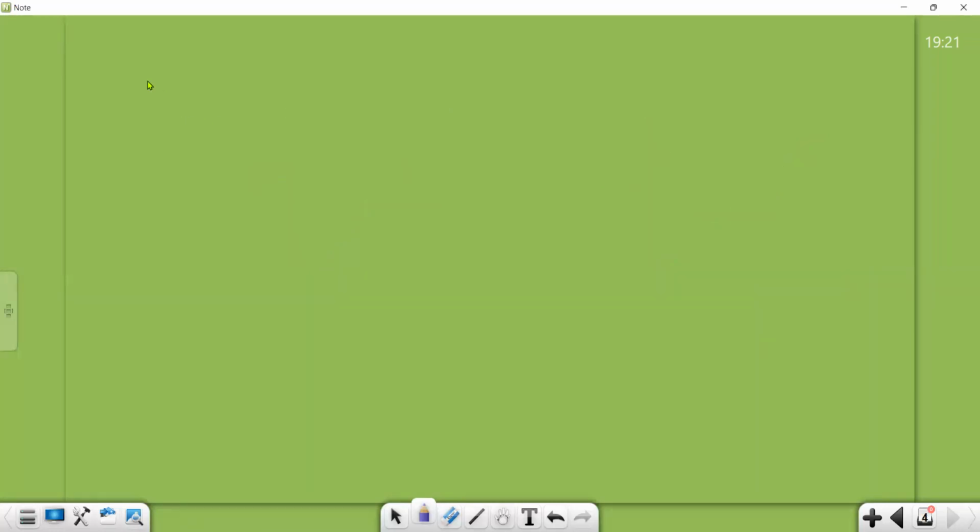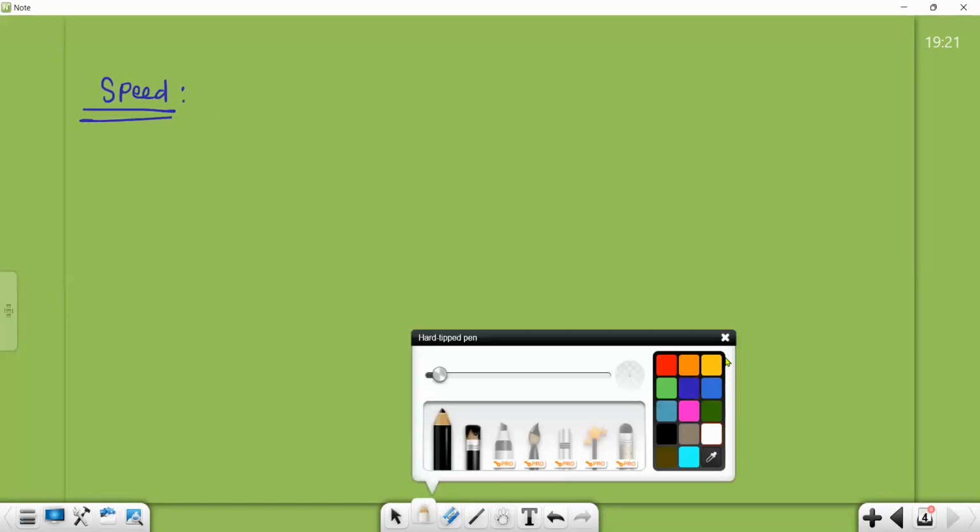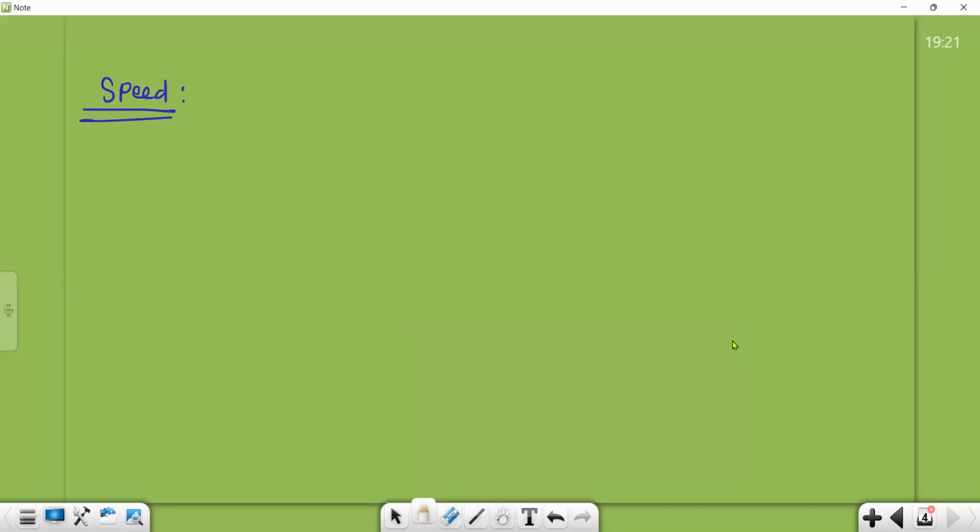So the next term is speed. What is speed, students? How can you calculate speed? Ma'am, it is the distance covered by an object in a particular time. In 1 minute, how much it traveled, that is called speed. You should not count in terms of rounds. You have to count in terms of distance, like meters or centimeters.